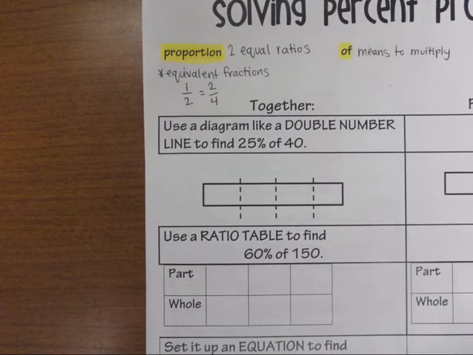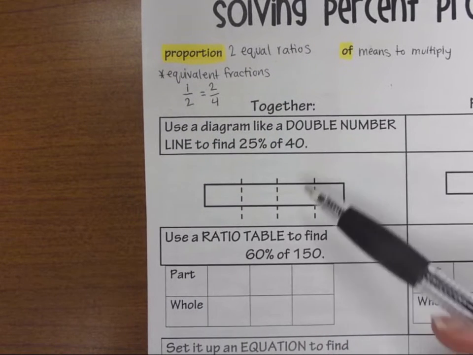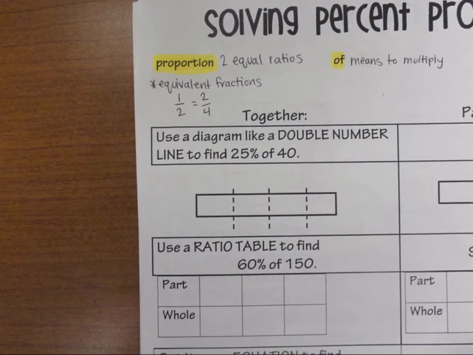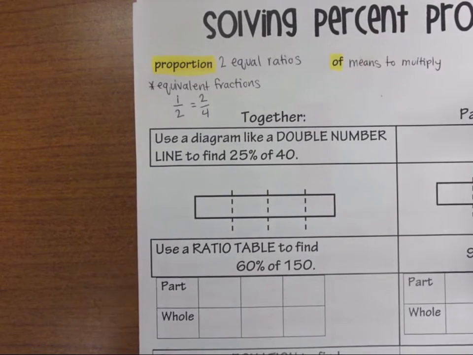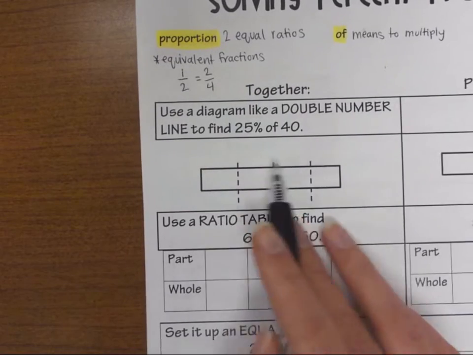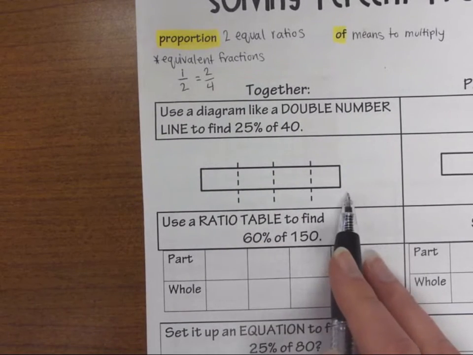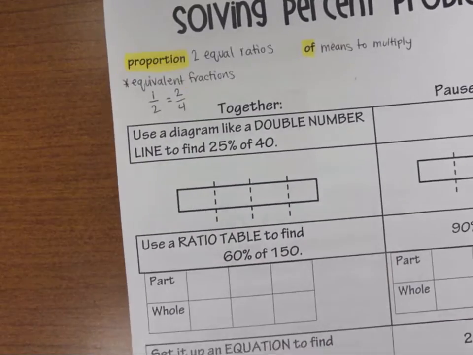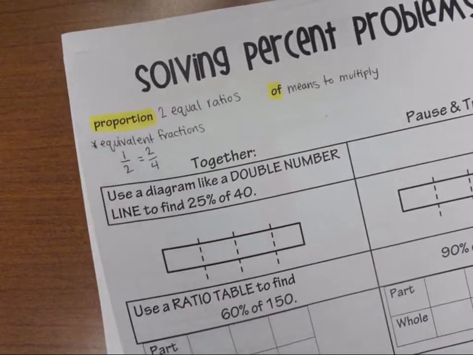So we're going to look at 4 different ways to solve percent problems. So this first one, we're going to use a diagram, like a double number line, to find what 25% of 40 is. Okay, there's always lots of ways to find things in math, and this is one of those ways. So this is set up to create a double number line. Remember, we saw those in our previous notes. We saw them on rates and unit rates.